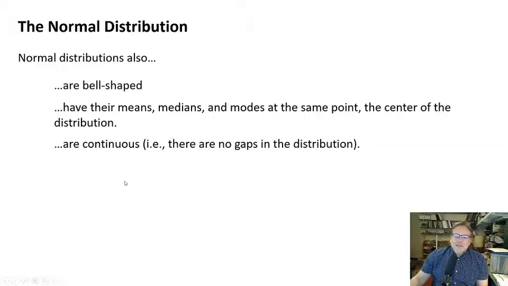It's a continuous distribution, which means that there aren't any gaps in the distribution. Believe it or not, that actually is not true for all distributions, but for this one it is. It's continuous. There's a value at each location.